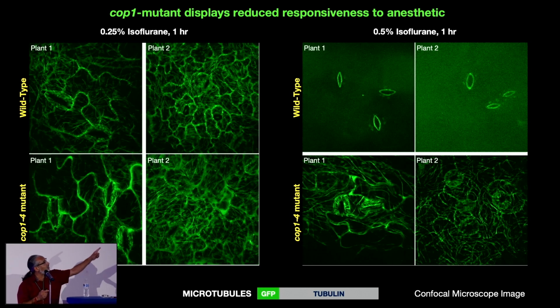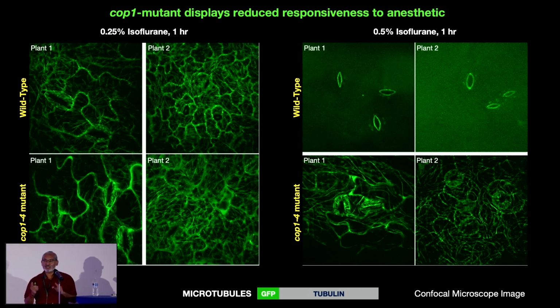If you look at the top one, there are two plants, plant 1, plant 2, and at 0.25%, we see a beautiful arrangement of microtubules in the leaves. But now when we go to 0.5%, with the confocal microscope, we cannot see microtubules anymore in the wild type. But they are present in COP1. So COP1 is able to withstand 0.5% of isoflurane. So we found a mutant that no longer responds to anesthetic, like the wild type.